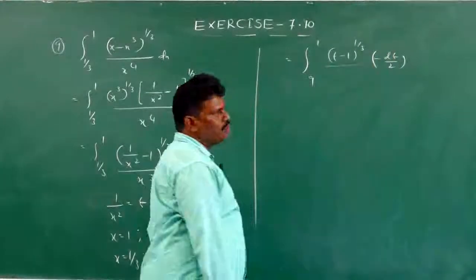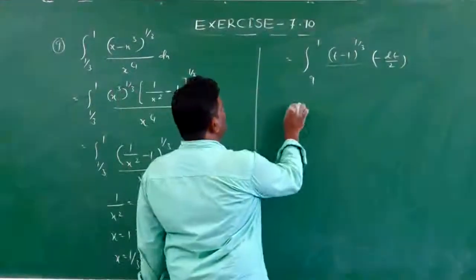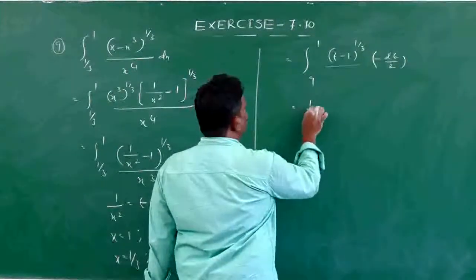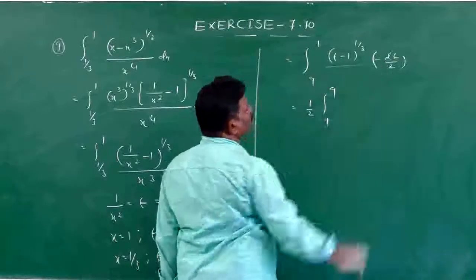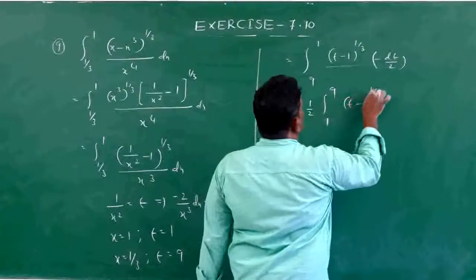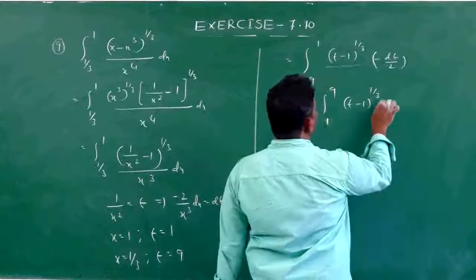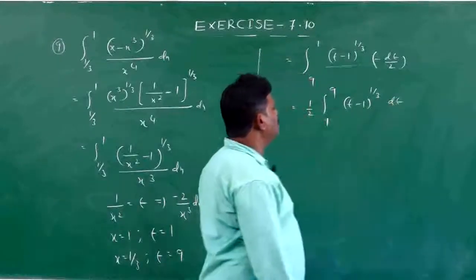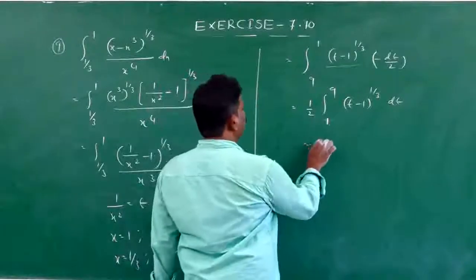Now, I already told you, if you want to convert the negative value to positive, you interchange the lower and upper limits. So 1 by 2 integral 1 to 9, and this negative becomes positive. So here we have (t minus 1) whole power 1 by 3 into dt.